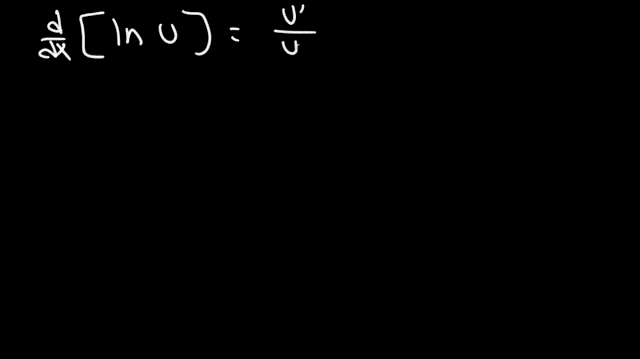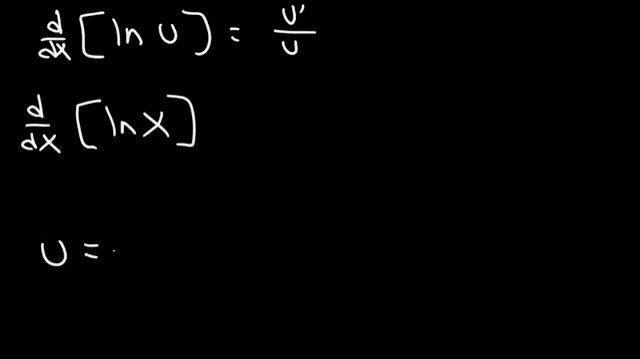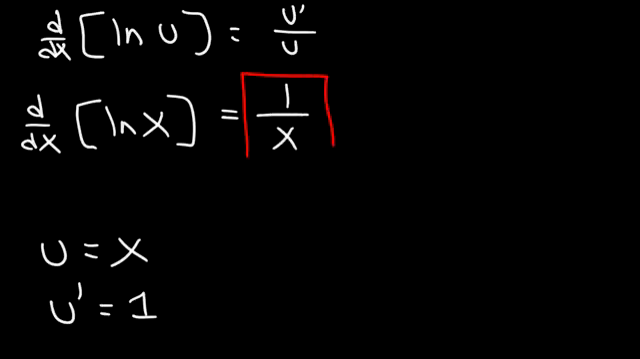Next, let's talk about finding the derivative of logarithmic functions, particularly the natural log function. The derivative of ln u, where u is once again a function of x, is u prime divided by u. So let's say we want to find the derivative of ln x. In this case, u is x, and u prime, the derivative of x, is 1. So the answer is just 1 over x.